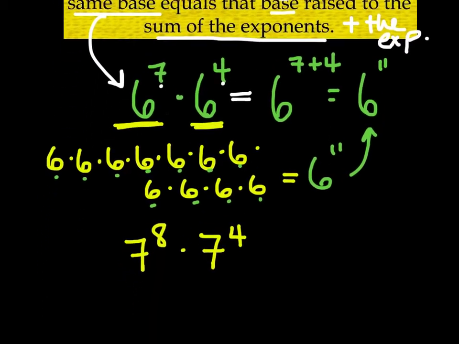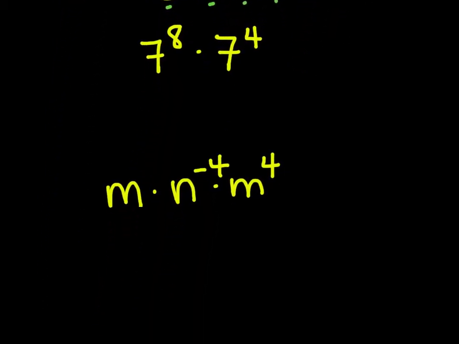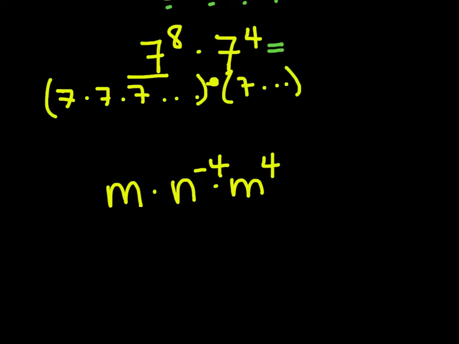So let's go on to our next problem. Let's go on to a couple of practice problems. We have 7 to the 8th power times 7 to the 4th power. If we're following this rule, we can rewrite this as 7 times 7 times 7 and do that 8 times, and then multiply all that by 7 4 times. I don't want to write all that out, so I'm going to use this shortcut of saying I have 7 to the 8 plus 4 power, which is equal to 7 to the 12th power.